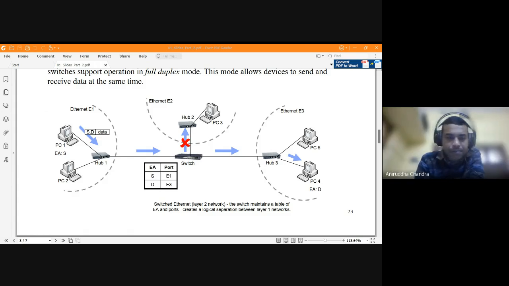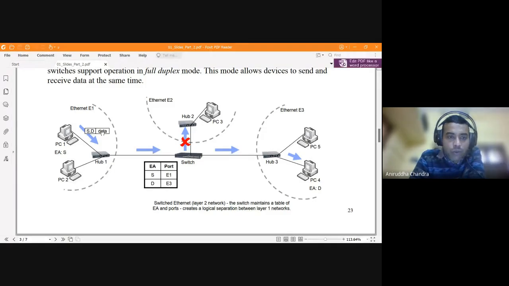Okay, so let's go back to the diagram. In the diagram, suppose PC1 wants to send some data packet to PC4. Now the data packet has a form like two addresses and data. That's what we are showing on the left hand side. On this left hand side, PC1 is going to send some data, and the data packet looks something like this: S, D and data. So this is the data packet where we have some data part and we have some address part. In the address part we have two addresses.